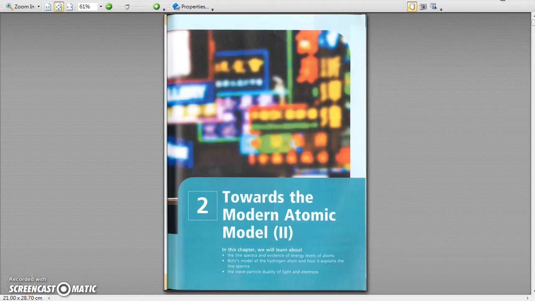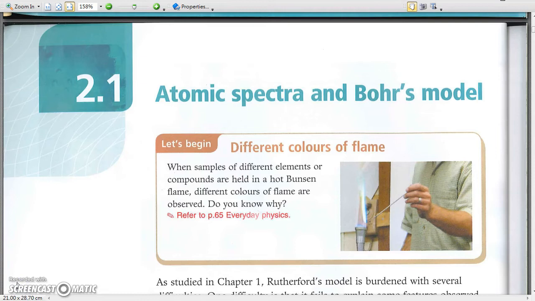Chapter 2: Towards the Modern Atomic Model. Chapter 2.1: Atomic Spectra and Bohr's Model.